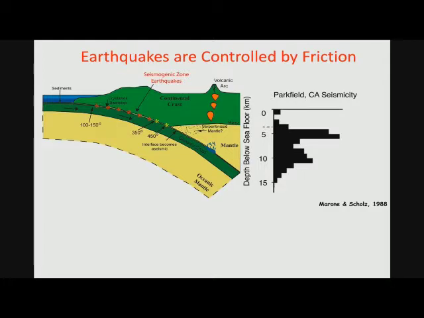Here's a little cartoon of a subduction zone. We also don't observe many earthquakes happening shallower than maybe 10 or so kilometers below sea level. And we have a lot of earthquakes in what I'll term the seismogenic zone, and then we transition again out, not having earthquakes. So we see an analogous transition.